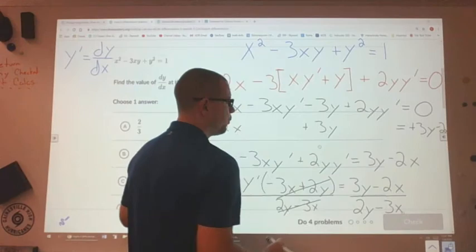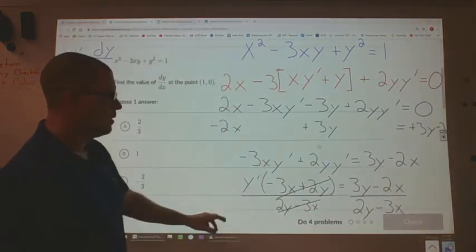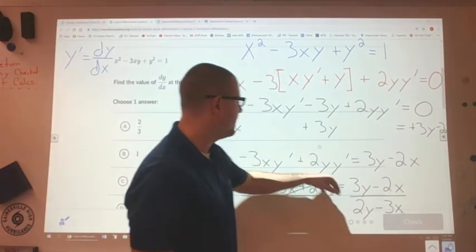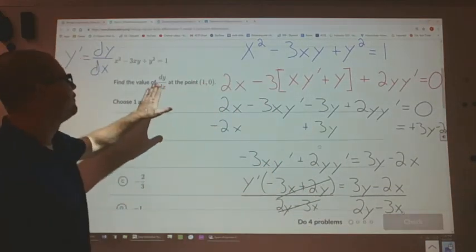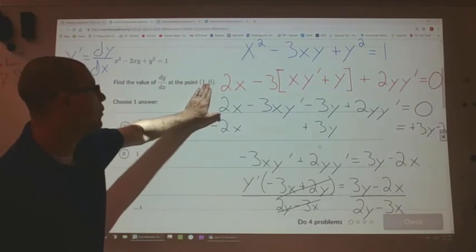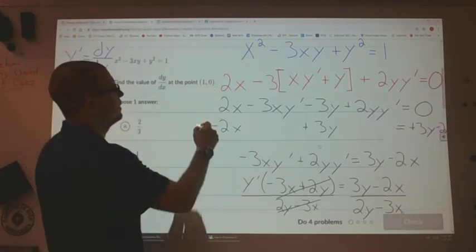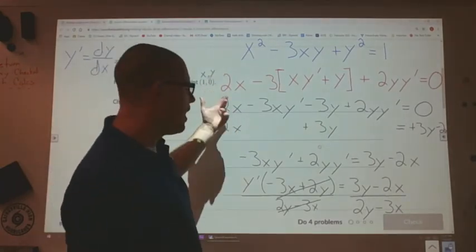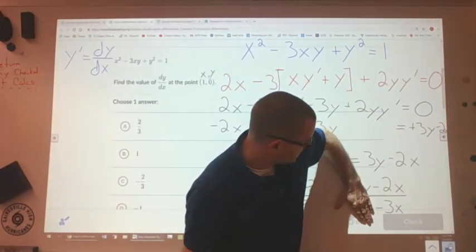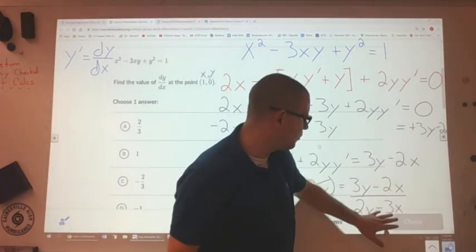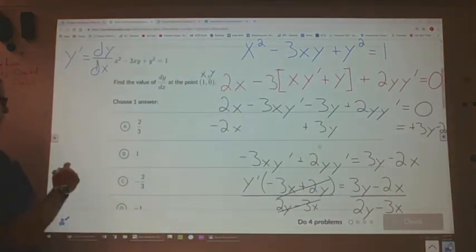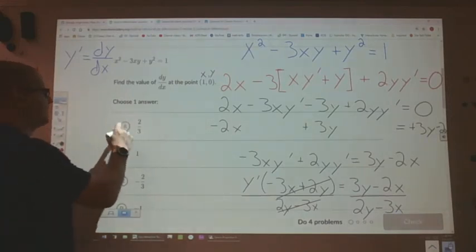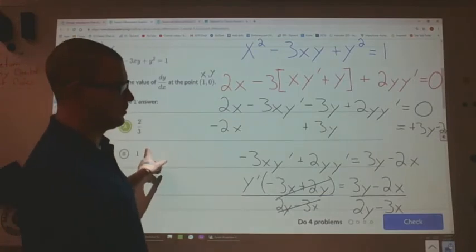Okay. That's y prime. Y prime is equal to 3y minus 2x divided by 2y minus 3x. And now, if I want to find the value of that derivative at (1, 0), I just plug that in. Notice it's an ordered pair, so that's x, that's y. So x is 1, y is 0. If y is 0, that's just negative 2 times 1 over negative 3 times 1. Negative divided by negative is a positive 2/3.